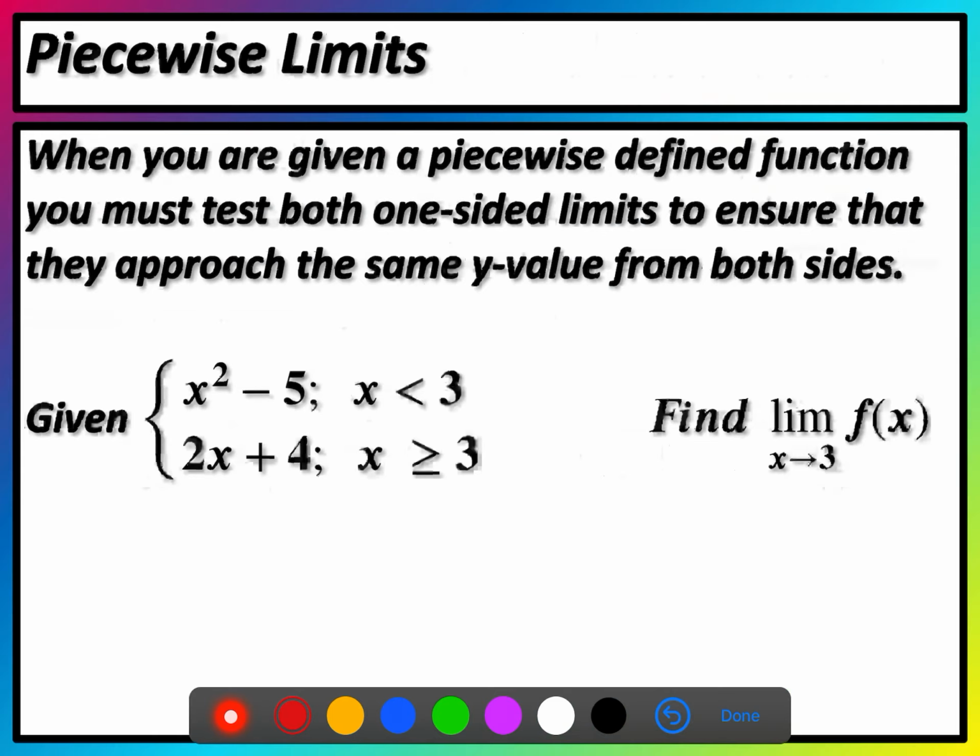So if I'm trying to find the limit as x approaches 3 for this function, well, whenever x is less than 3, that's the left side of the graph. So that has to be the left-sided limit. And if it's greater than 3, that has to be the right-sided limit. So I want to check each one of these.